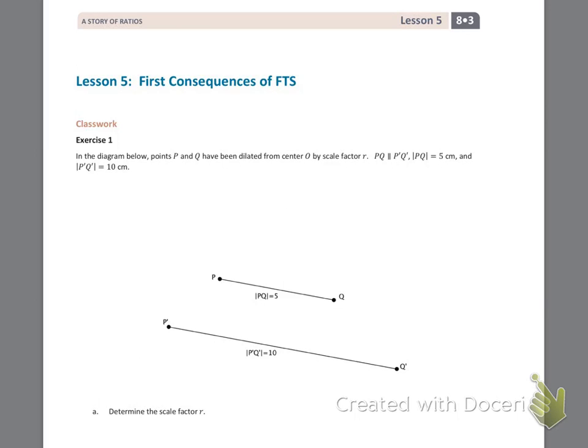Okay, so we're going to look at the fundamental theorem of similarity backwards. What we have here are two segments, PQ and P prime Q prime, and they are parallel. There are numbers on here, 5 and 10, which don't actually measure out to those values because of the copying. But we're going to use our own measurements to verify the scale factor.